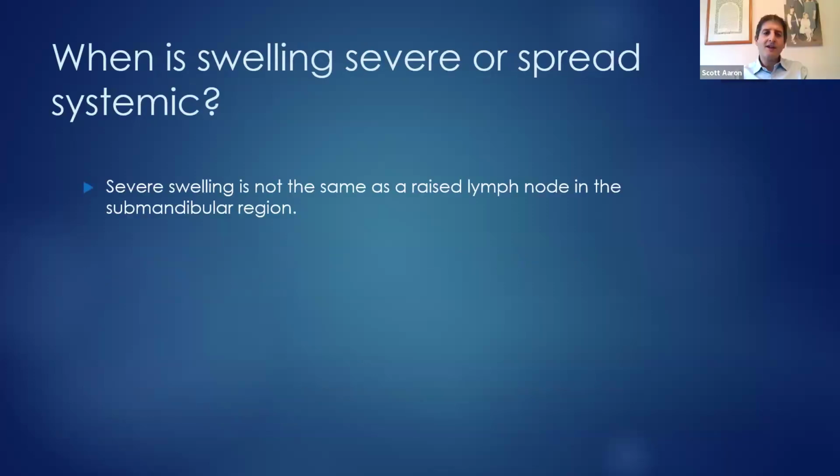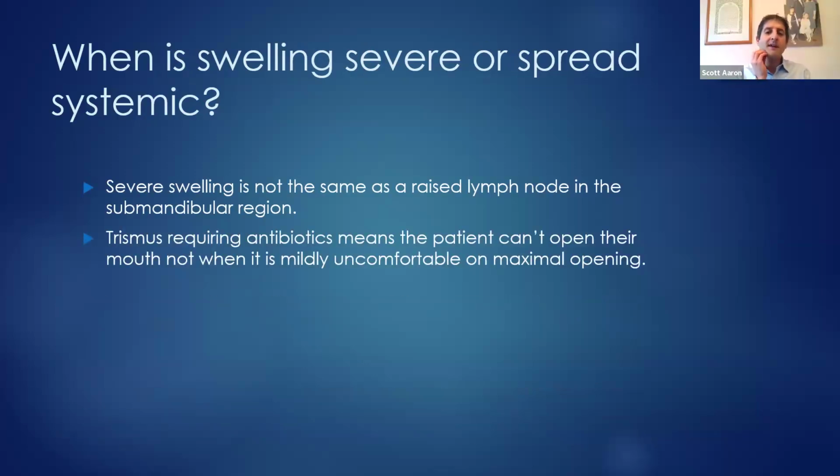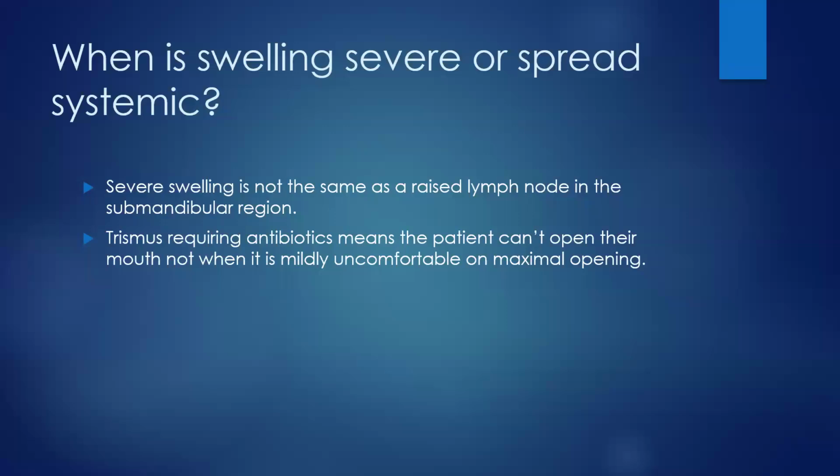So spreading infection, severe swelling is not the same as a raised lymph node here. It's a big swelling. The face is bigger. It looks different. It's not just a small swelling of the gum. It's on the face. What's trismus? Trismus requiring antibiotics means the patient can't open their mouth. It's not, it hurts a bit when I open really wide. It's, I can't open my mouth at all.